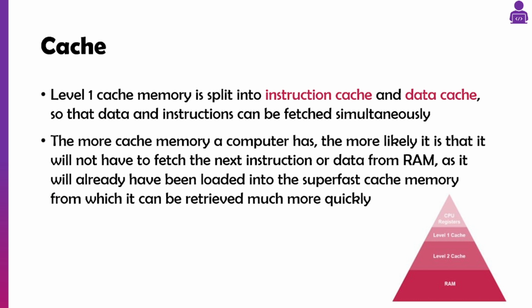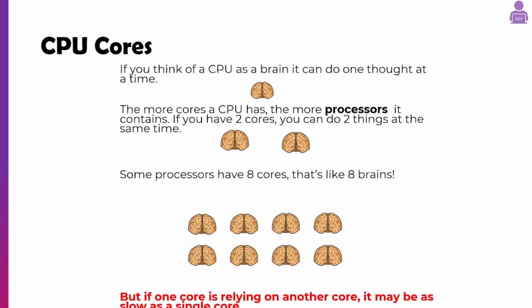Level 1 cache, we split into instruction cache and data cache, so we can fetch things at the same time. The more cache memory there is, the higher the chance that it doesn't have to fetch something from RAM, that it's already got it in that super fast memory already, so it can get it a lot faster, which is always good.